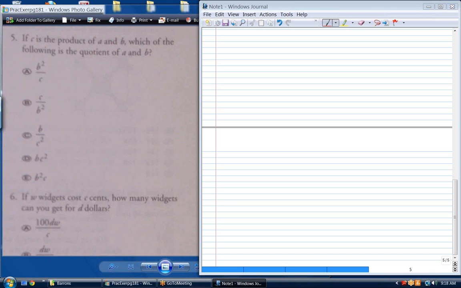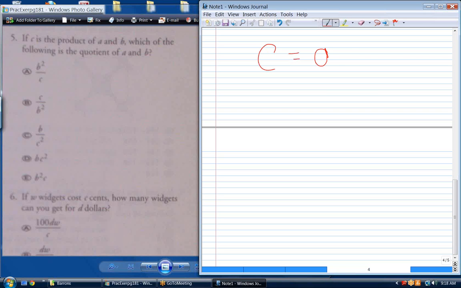But if you're going to pick numbers, picking numbers is always a combination of picking numbers and back solving. And that actually would work here. We could pick numbers for C, A, and B, and then figure out what the quotient of A and B was, and then figure out which of these answers match that. But on such a simple algebra, let's just try looking at it algebraically.